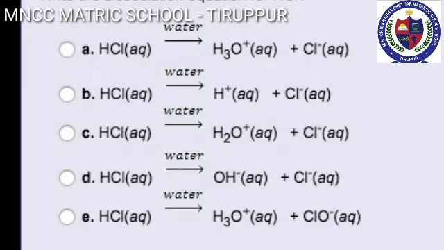According to Arrhenius theory, an acid is a substance which furnishes H+ ions or H3O+ ions in aqueous solution. They contain one or more replaceable hydrogen atoms. For example, when hydrogen chloride is dissolved in water, it gives H+ and Cl- ions in water.